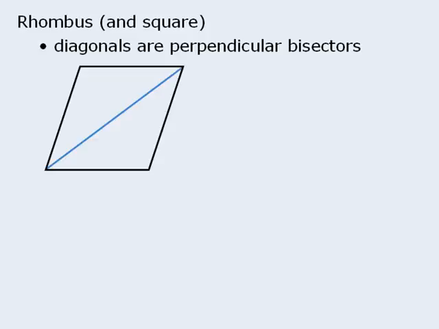So if we add a blue diagonal here and then a purple diagonal, the two diagonals will intersect at 90 degrees. Furthermore, the purple diagonal will cut the blue diagonal into two equal pieces, and the blue diagonal will cut the purple diagonal into two equal pieces.